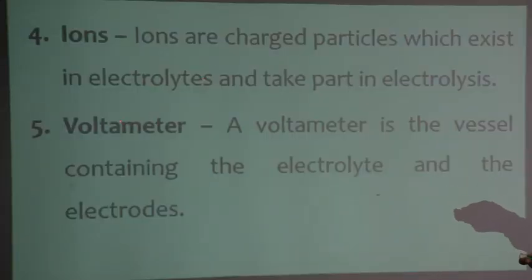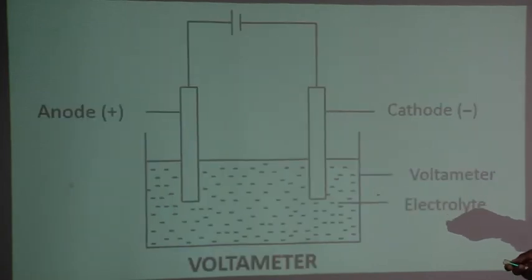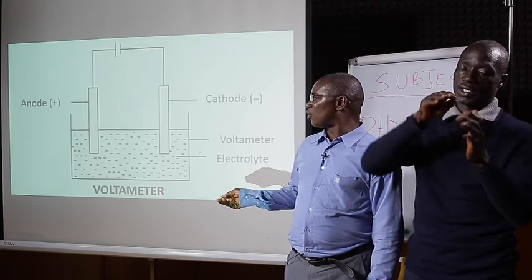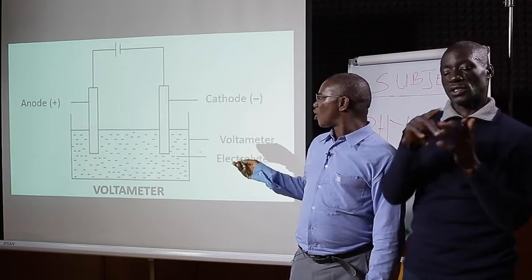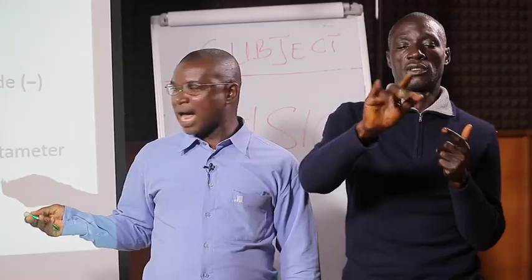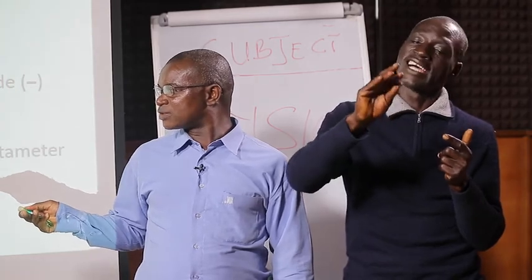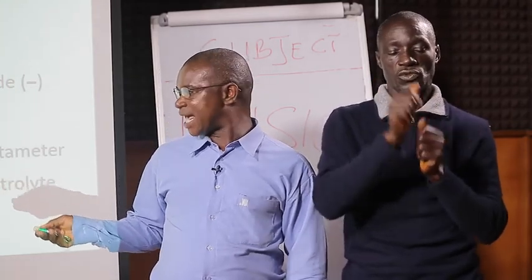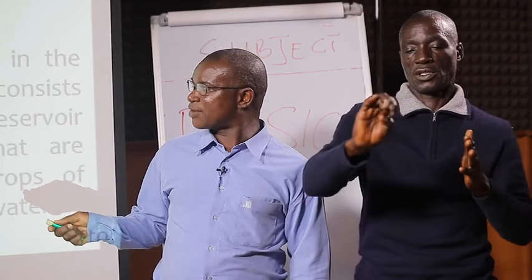Voltameter, on the other hand, is a container or just a device that contains electrolyte and the electrodes. And the diagram has been shown. There we have the anode through which current enters the voltameter or the electrolyte. The cathode is the solid through which it leaves the electrolyte. That's a diagram on that.